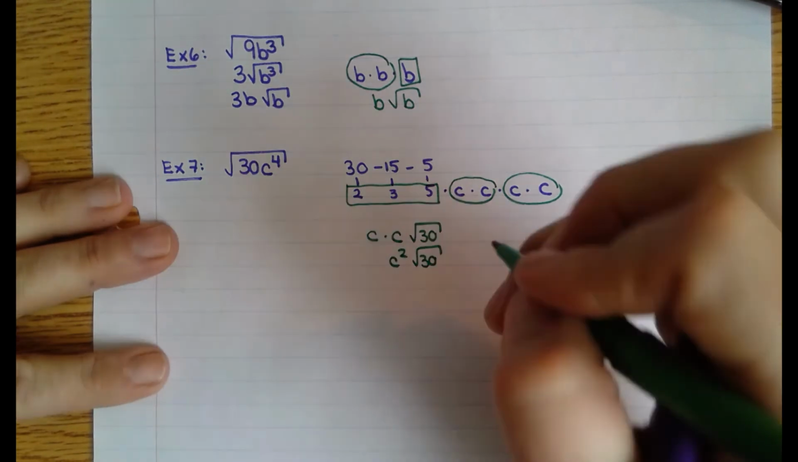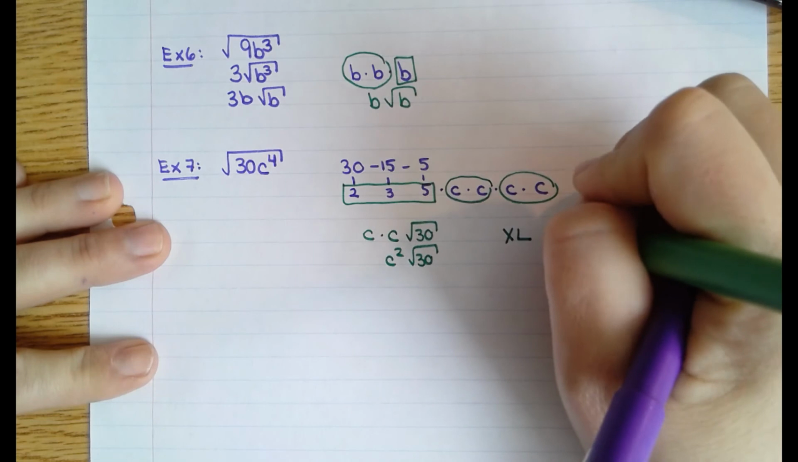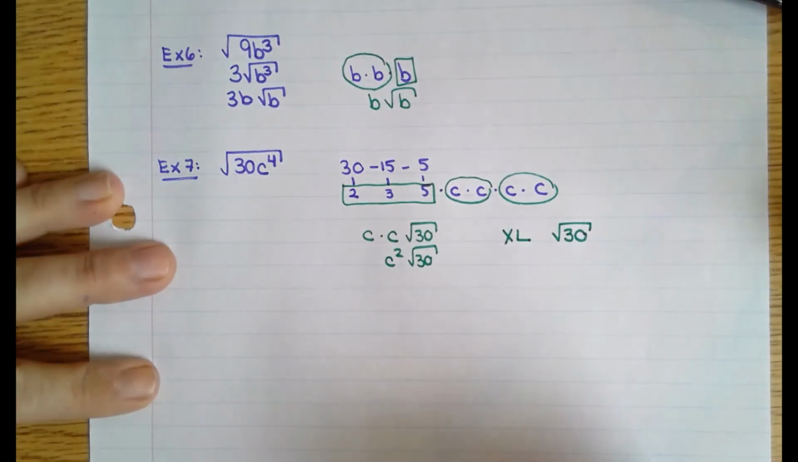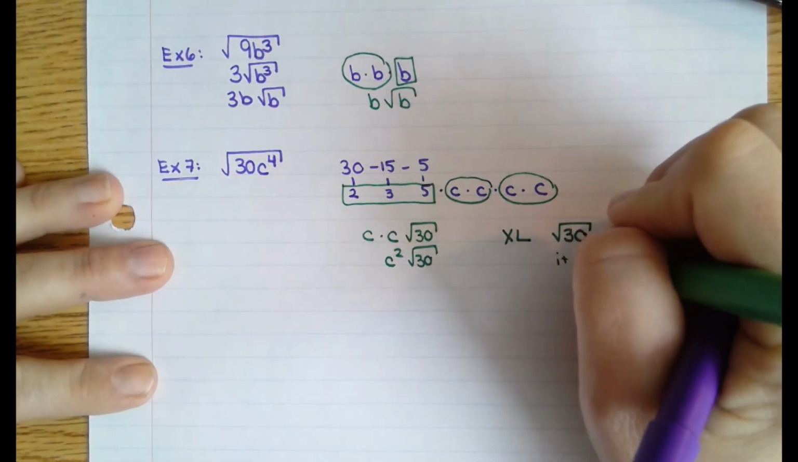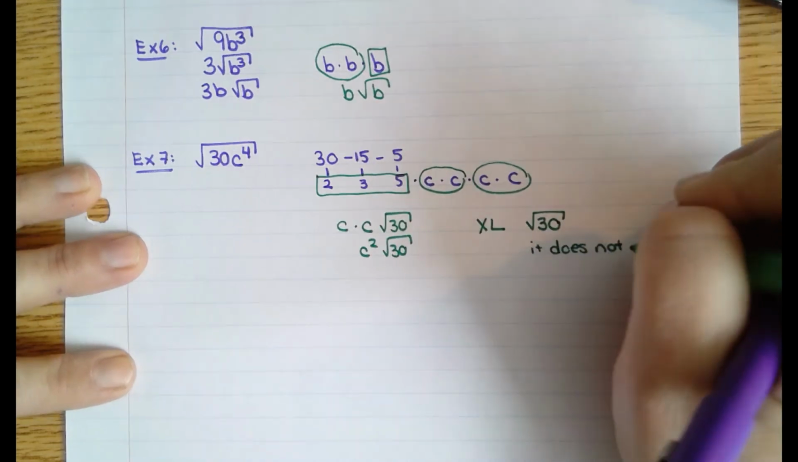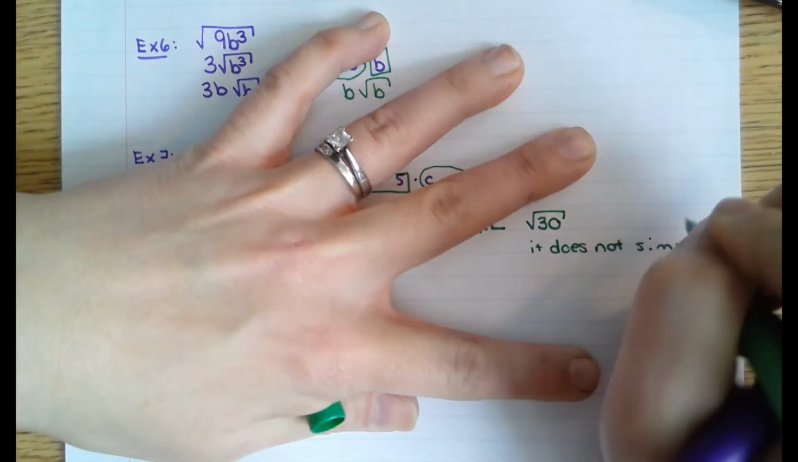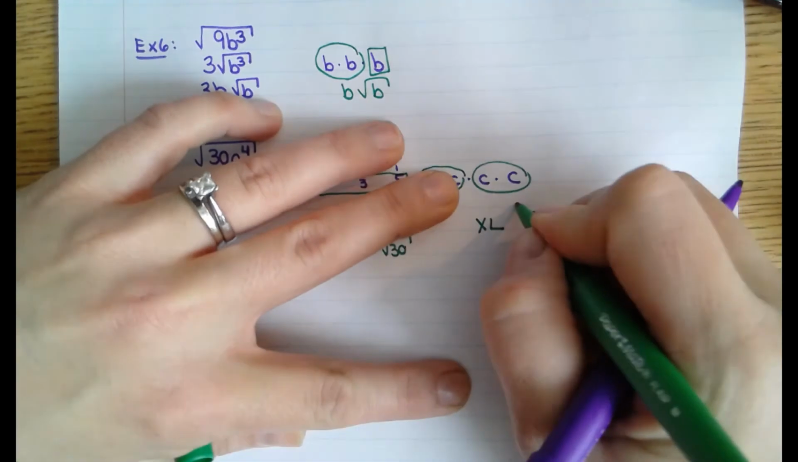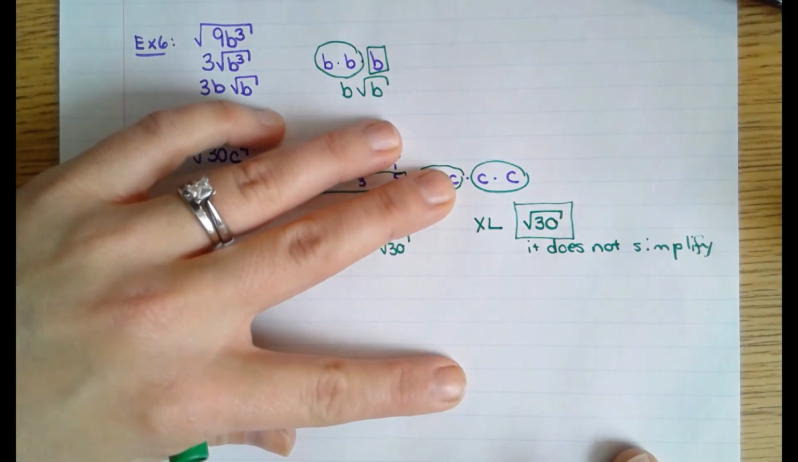Now, I do have a note on Math Excel. If you were to get a problem that says square root of 30, you would answer it, it does not simplify. For me, you would just say, here's my answer. It's the square root of 30. And that way I know you know it does not simplify.